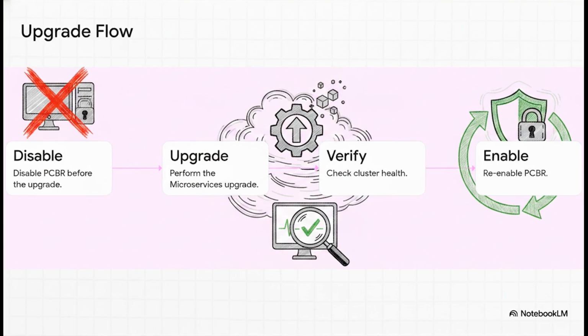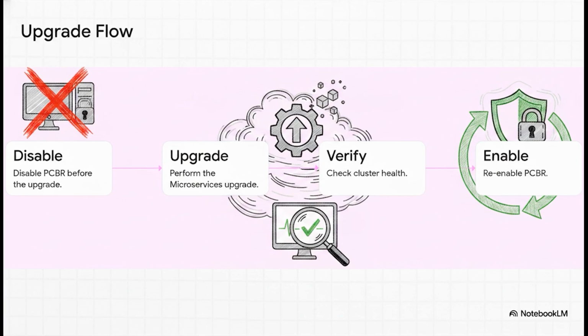Now, how does this apply to upgrades? Specifically, the microservices infrastructure upgrade. This is a very testable edge case. You can't just click Upgrade in the UI and walk away to grab a coffee if PCBR is running. It's a strict manual flow. Step 1. Manually disable PCBR. Step 2. Perform the microservices upgrade.